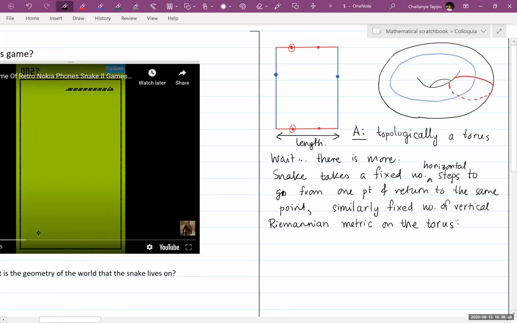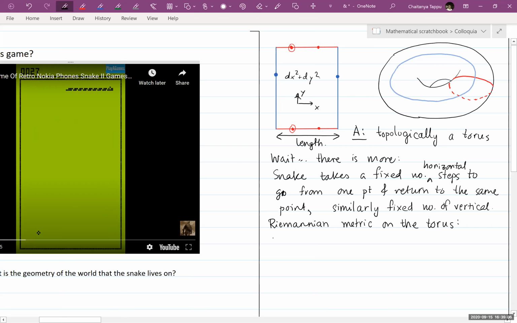And the Riemannian metric is just the obvious one. For this torus, it will be dx squared plus dy squared, where x and y are coordinate functions like that. And in these coordinates, why does one actually get a Riemannian metric?